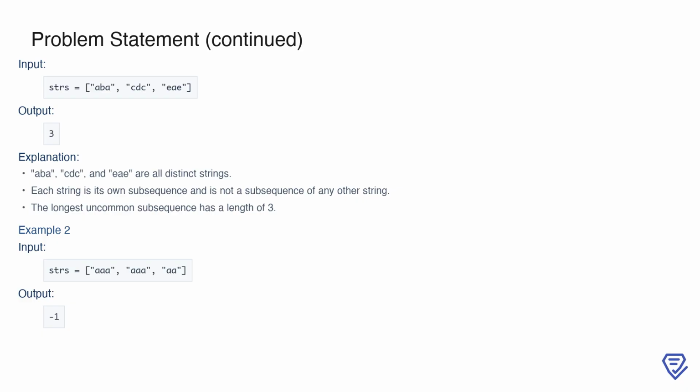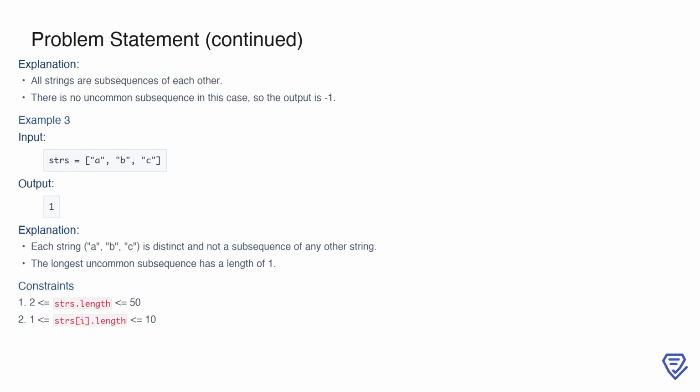Since each string is both unique and its own longest uncommon subsequence, the result is the length of the longest string, which is 3. On the other hand, consider the input AAA, AAA, AA. In this case, all strings are subsequences of each other. For example, AA is a subsequence of AAA, and all instances of AAA are identical. As a result, there is no uncommon subsequence, and we return -1.